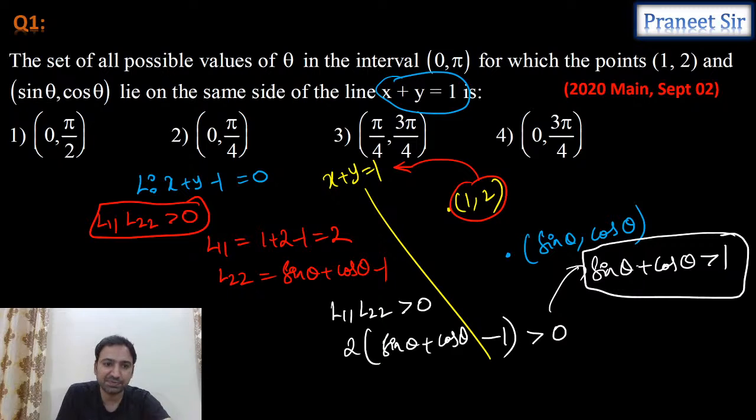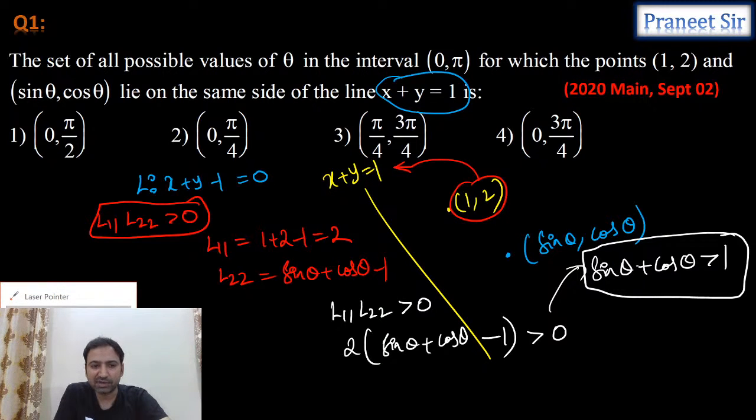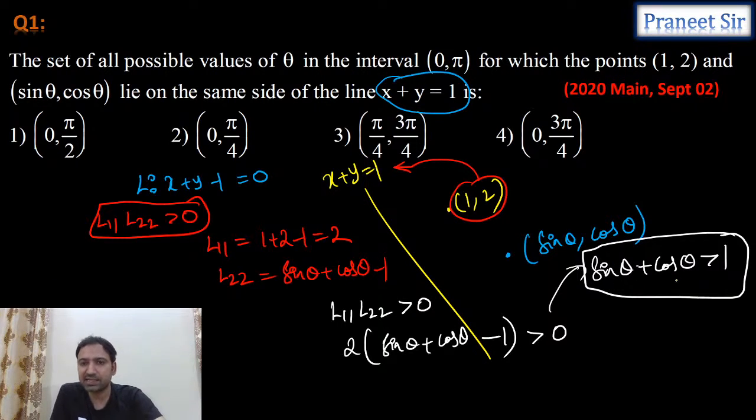Now you can verify the options or you can solve it, anything is fine. Sin theta plus cos theta greater than 1, where is it possible? Let's check it. Suppose I take theta equal to pi by 2. Is it satisfying? No. But pi by 2 is there in the fourth option, so the fourth option is eliminated. Pi by 2 is there in the third option, so the third option is also eliminated. So the answer should be either the first option or the second option.